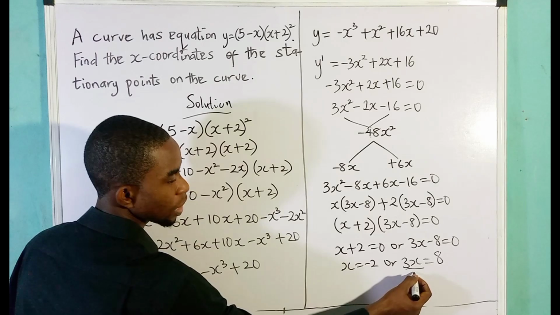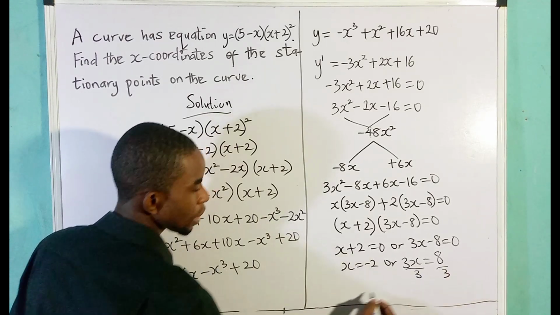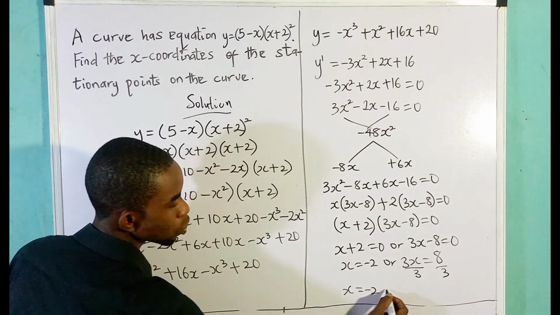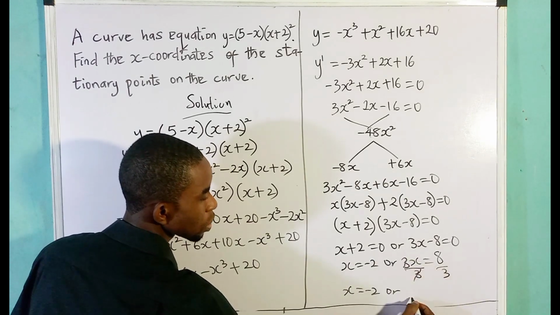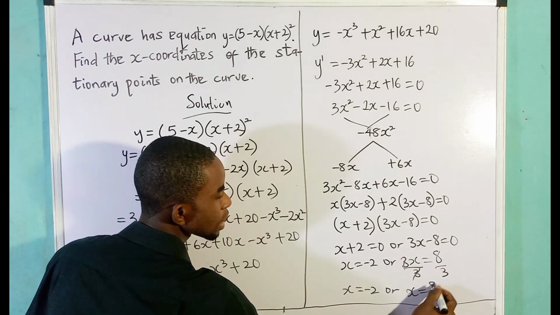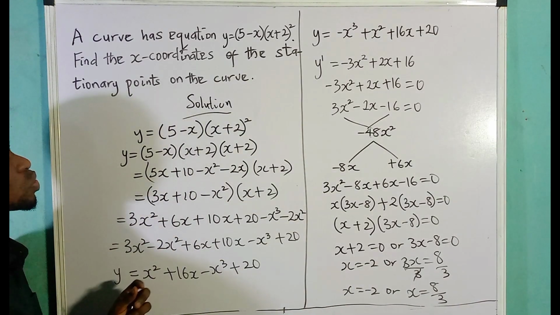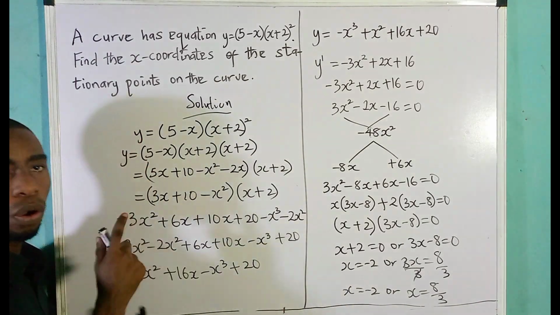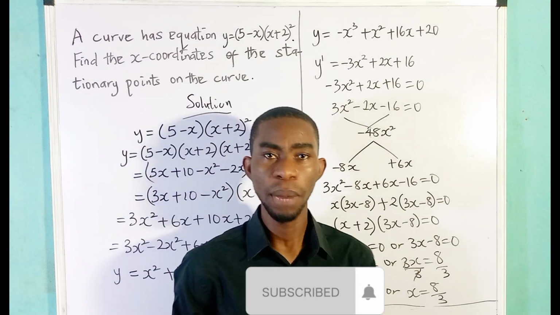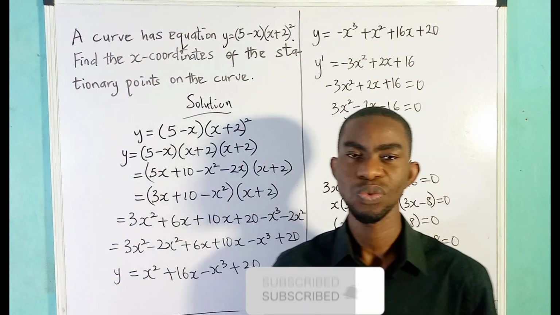So to get the value of x here, divide by 3, and then x is equal to minus 2, or x is equal to 8 over 3. So for the x coordinates of these stationary points on the curve, we either have minus 2 or 8 over 3.